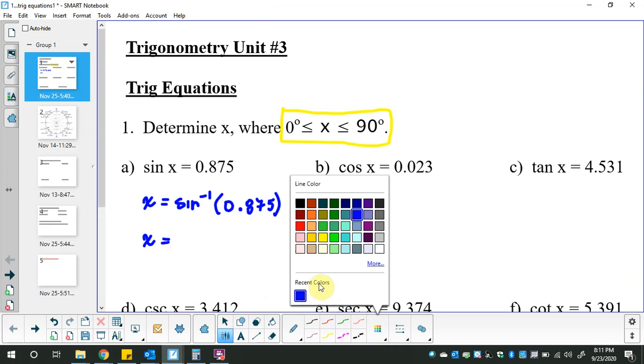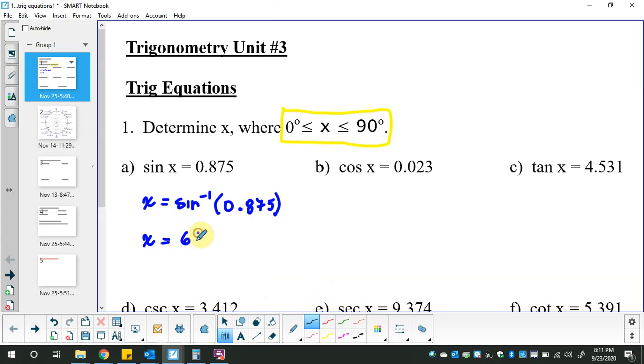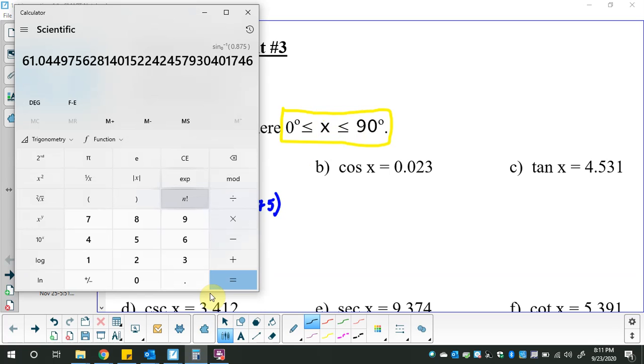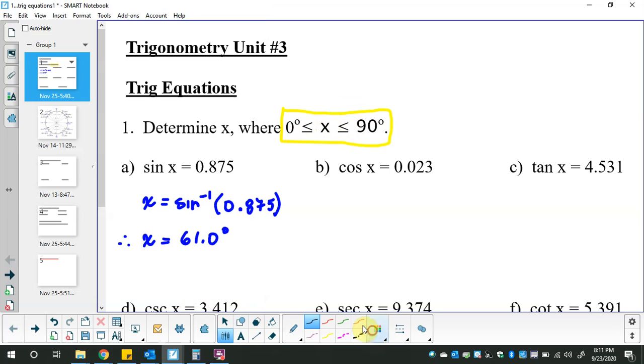So I can say that x is 61.0 degrees, and that's my therefore statement because it is between 0 and 90 degrees. Now, if your calculator is backwards from this, so if you have a display model calculator, you will have to hit second function or shift or inverse sine and then put in the 0.875. So it depends on your calculator, and you're going to have to figure out which one yours is. But that's it to this question. To be honest, 0 to 90 is the best space that you can use. So you're supposed to be happy with this.